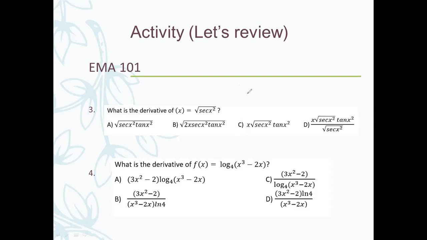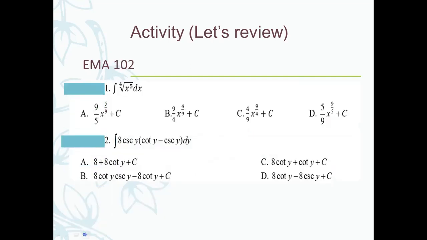Same thing with your last semester's subject in integral calculus. So now we're done with the review on differential calculus. We'll have integral calculus. Okay, so you have two integrals here. The first one is the fourth root of x to the fifth. And the second one is 8 cosecant y multiplied to the quantity cotangent y minus cosecant y.